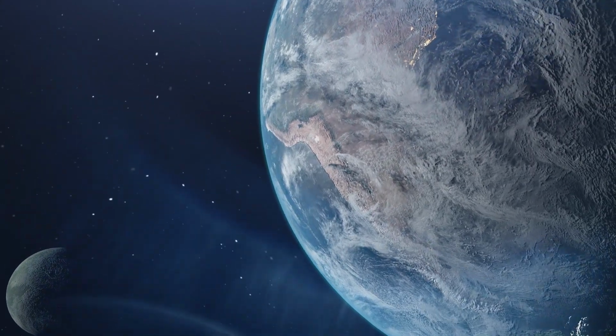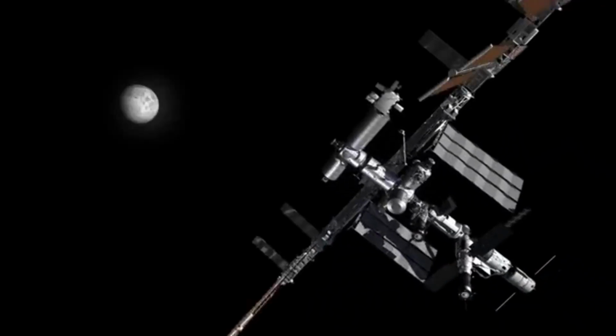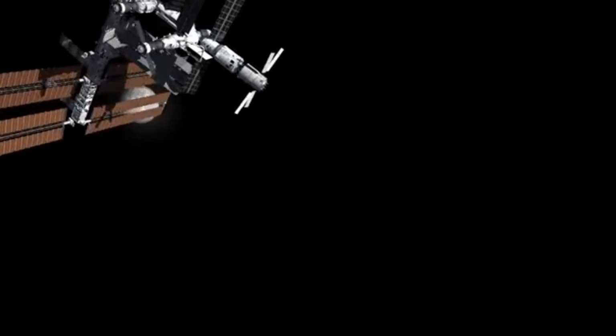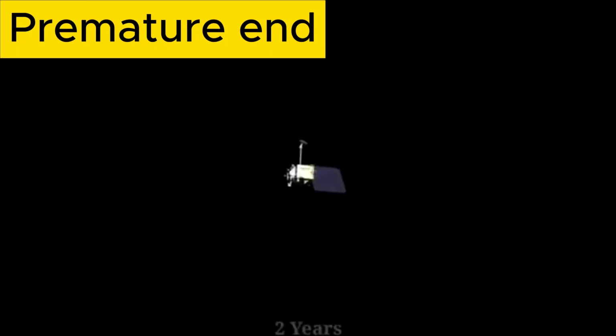On 28 August 2009, Chandrayaan-1 stopped communication with ISRO. But after 7 years, in July 2016, it was relocated by NASA.